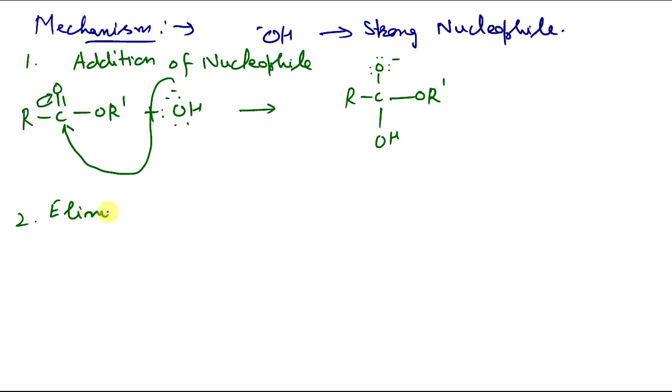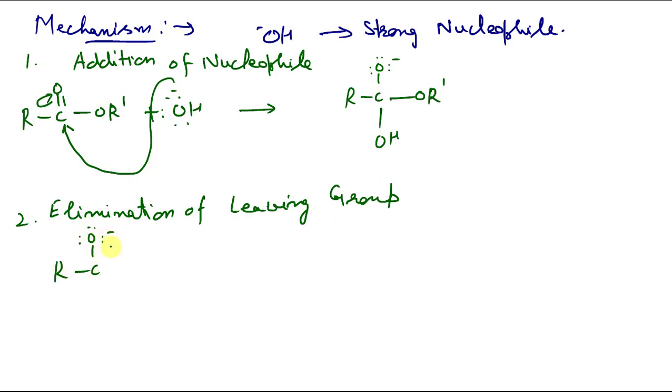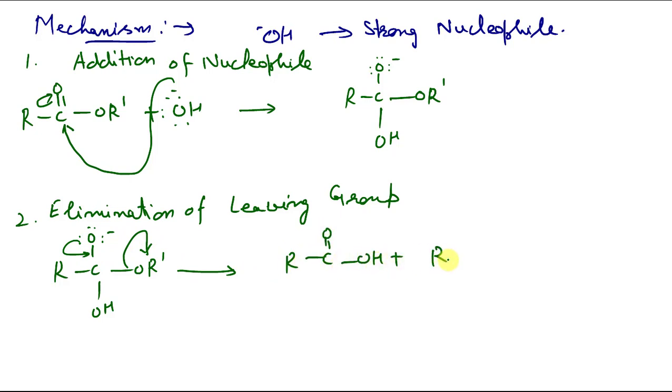Second step is elimination of the leaving group. This is a standard mechanism. Elimination of the leaving group. So we can write here RCO negative OH OR dash. So this comes here. So we get RCOOH plus OR dash negative. So the third step is proton exchange, or we can say proton transfer.